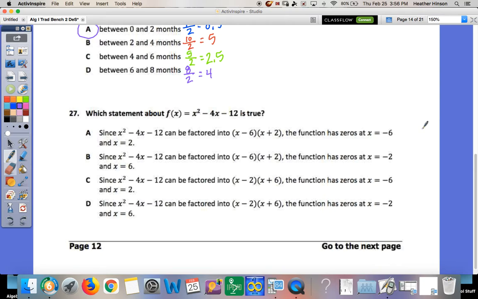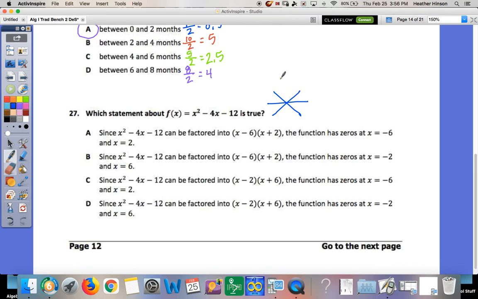Which statement about f of x equals x squared minus 4x minus 12 is true? So they all say these can be factored. So we need to factor. How do we do that?